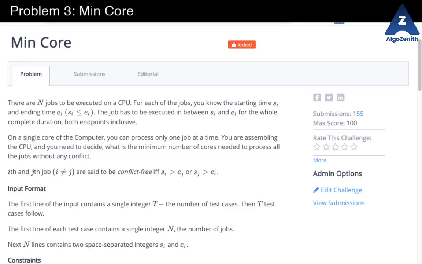Hi, in this video we'll be talking about the problem MinCore. In the problem you're given n jobs and the starting and ending time of each of the jobs is given. The times are inclusive and you need to find out the minimum number of CPU cores that you need.